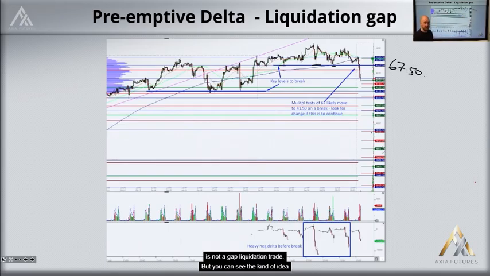It's not a gap liquidation trade, but you can see the kind of idea here that you're seeing selling throughout this move, this move, this move. People positioning themselves short. Buyers continue to come in. Where are buyers continuing to come in? Well, chances are they're coming in around this level at 67.5.